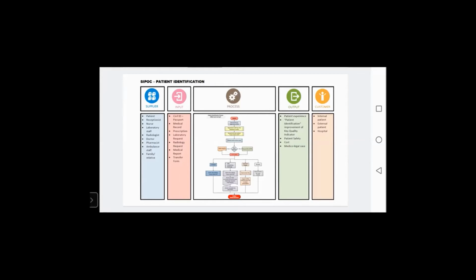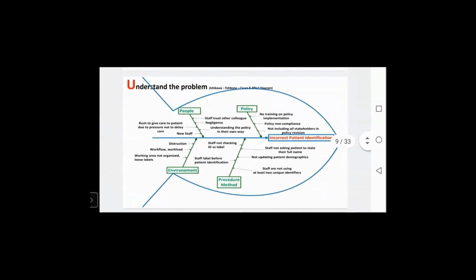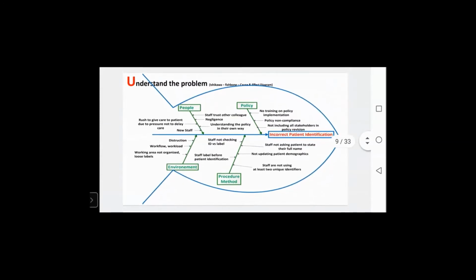The process is the same as I explained before. The output is good patient experience, patient identification improvement as a KPI, the cost will be reduced, and we will have fewer medico-legal cases in case we have an adverse event. The customer is internal, the staff, the external patient, and the hospital. Excellent. Okay. Fishbone, the root cause, the cause and effect.